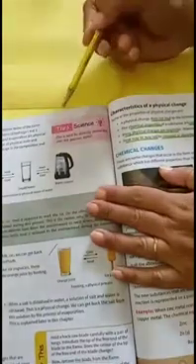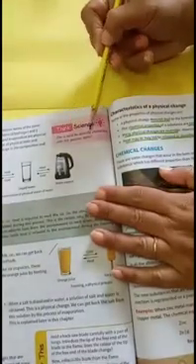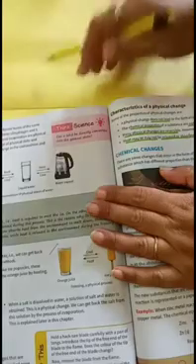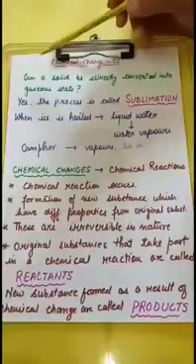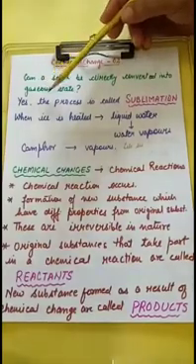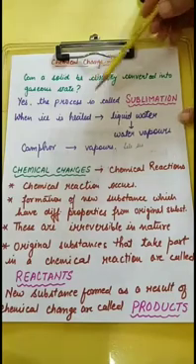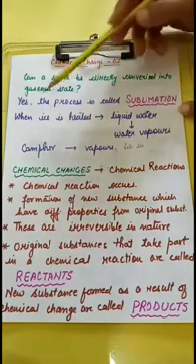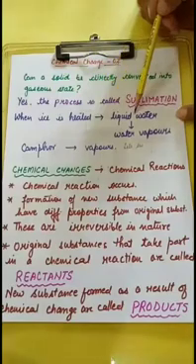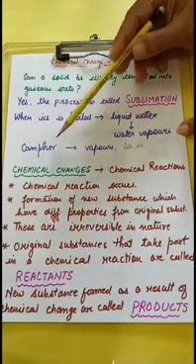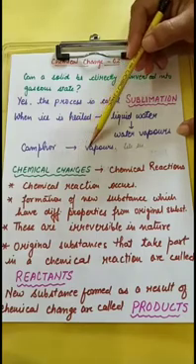Now coming to the pink box on the same page. There is a question given. Can a solid be directly converted into gaseous state? Yes, it is possible to convert a substance directly into gaseous state, and the process is called sublimation. When ice is heated, it changes to liquid water, then to water vapors. But camphor directly changes to vapors.